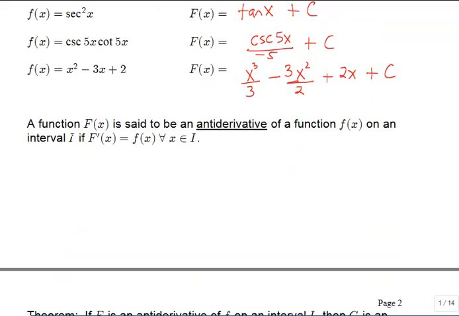So we say that a function capital F is said to be an antiderivative of a function little f on an interval if the derivative of capital F is equal to little f for every x on that interval. So in other words, little f is your original function and the derivative of big F should equal that little f.